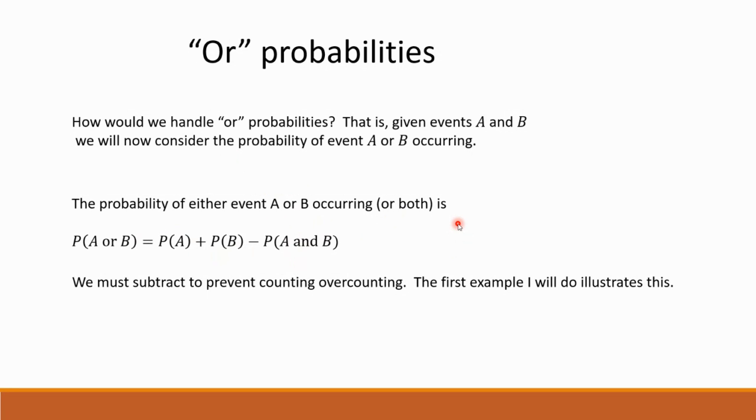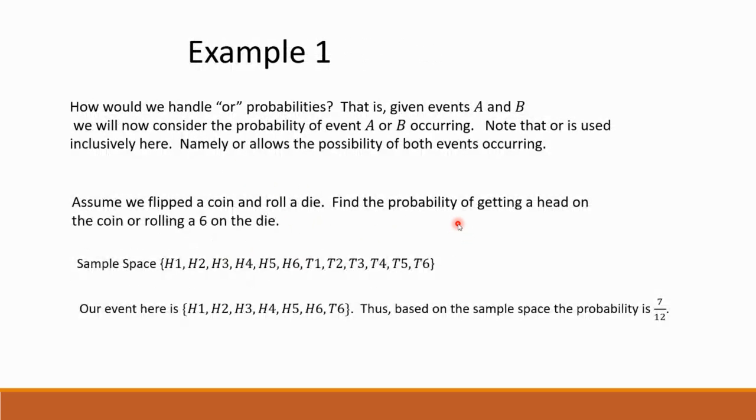Okay. Well, let's do an example of this. I think one of the first examples we did, where we flip with events being independent. So here we're going to flip a coin and we're going to roll a die. We're going to look for the probability that the coin lands heads up, or we're going to roll a 6 on the die.